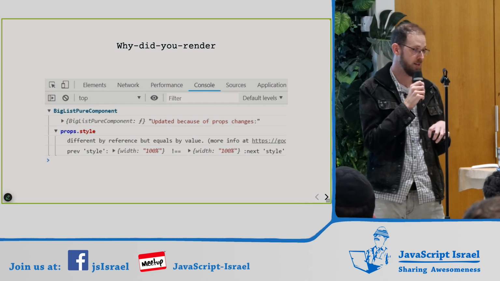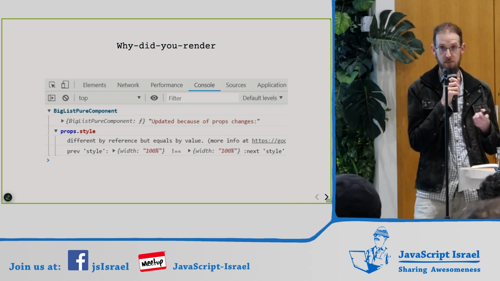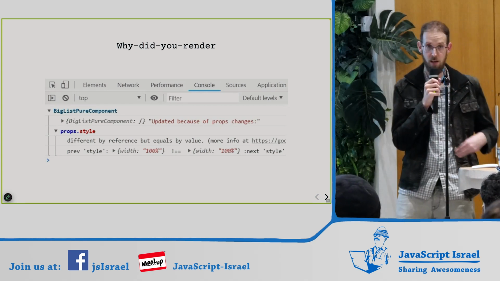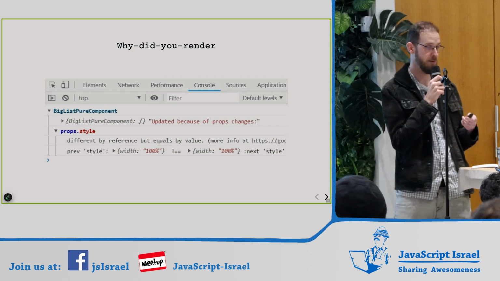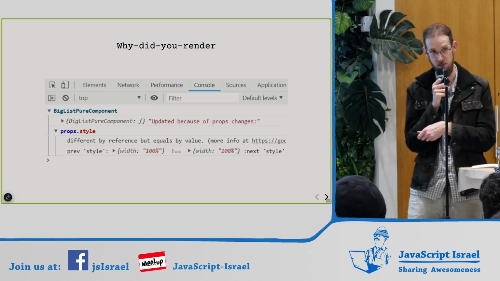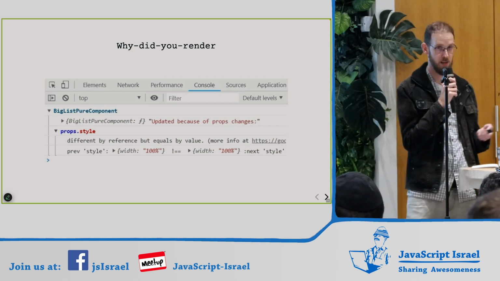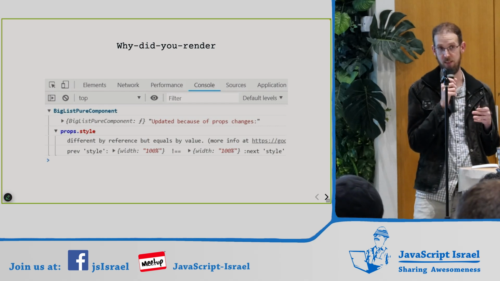This is Why Did You Render. Basically, you give it a set of parameters, and then it says, this component got re-rendered because this prop changed, or because of context change, or because of other stuff. It's helpful, but it's also really noisy.